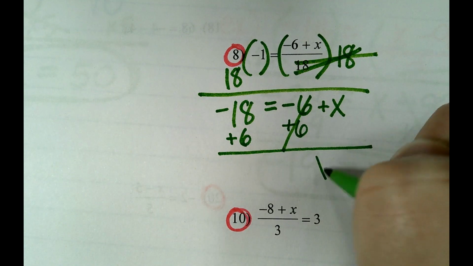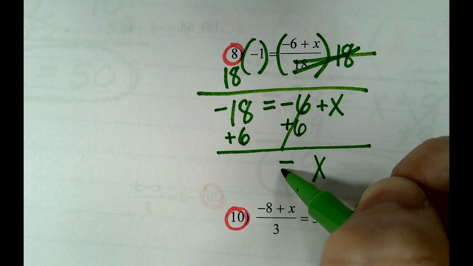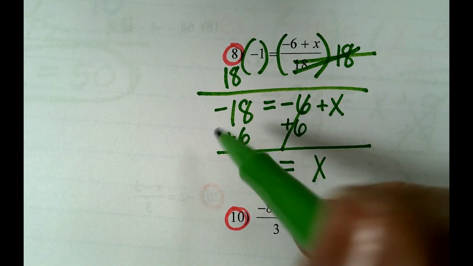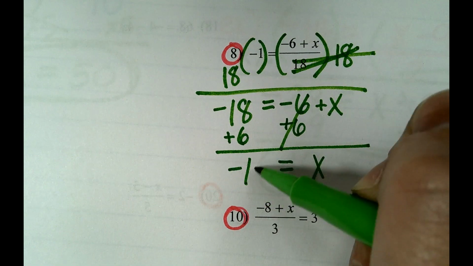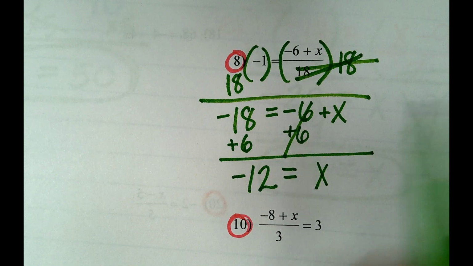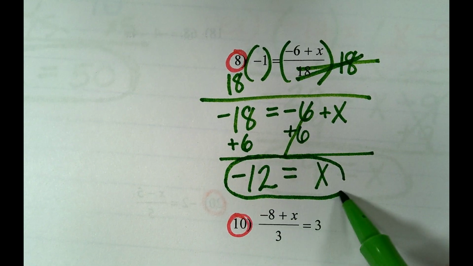Bring your x down. They're equal. And negative 18 plus 6 is negative 12. Okay.